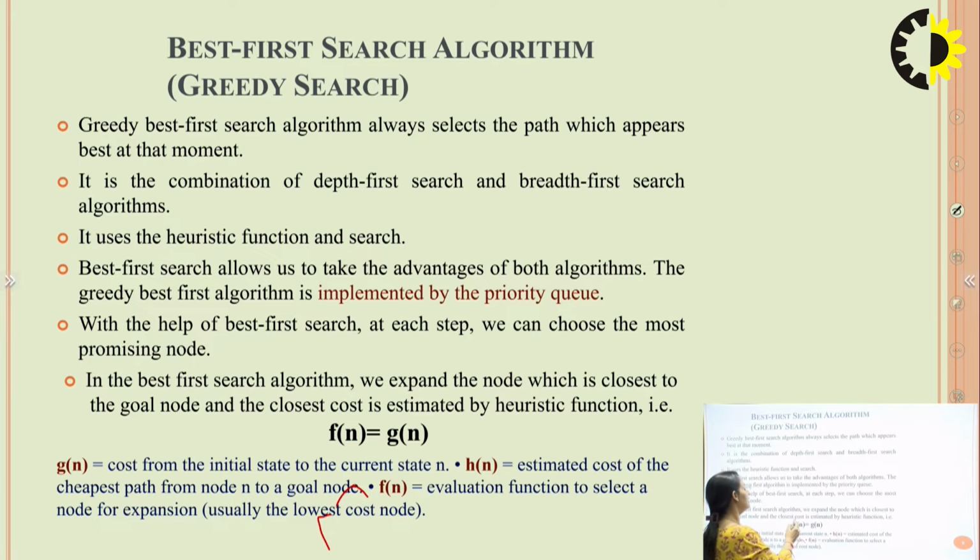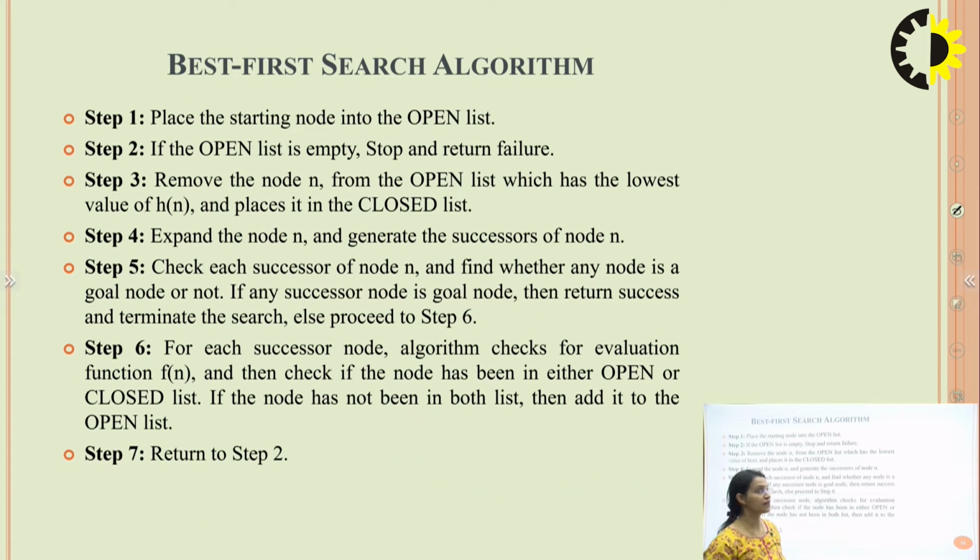In this, the function f(n) is equal to g(n). Here f(n) is the evaluation function used to select the node for expansion, that is, which path I'm going to expand, and g(n) is the cost from the initial state to the current state. So basically I am taking up this equation to solve the problems related to best first search. I'll explain it with the help of an example.